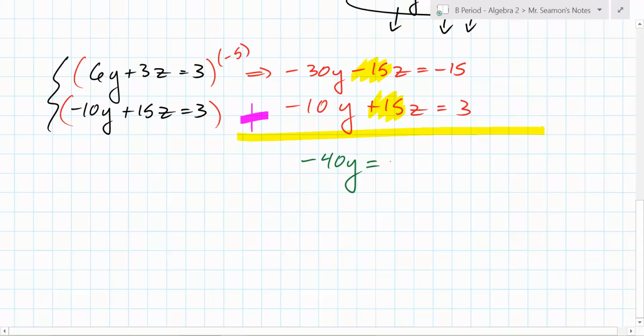Equals negative 12. And now can we solve for y? Wait, what happens to the z's? They cross out? That's where I messed up. You just told me what happened. Did you also cross out the z's?